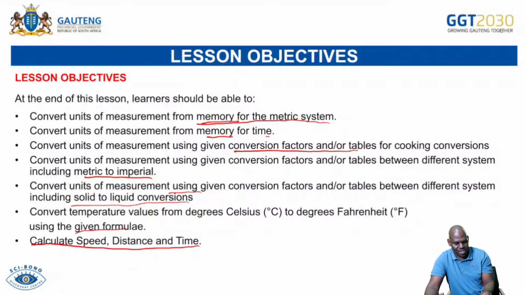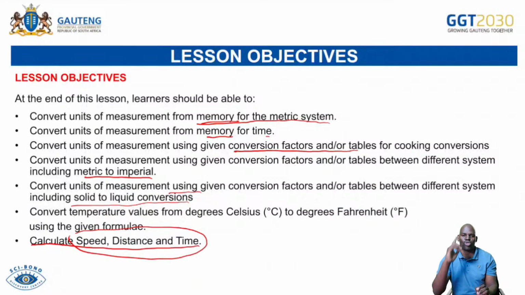Obviously, if you've got these three unknowns, in order to calculate one of them, the other two must be given, or somehow the other two must be given. If they ask you to calculate the speed, it means distance and time will be given. If they ask you to calculate distance, then speed and time will have to be given. Okay, so that is the objectives, or what you should know by the end of today's lesson.